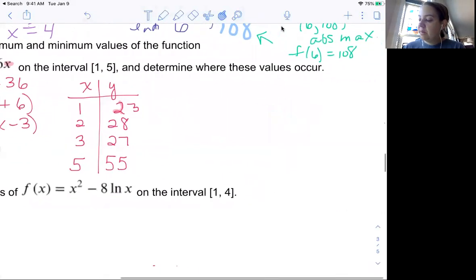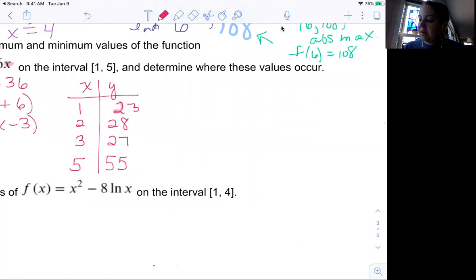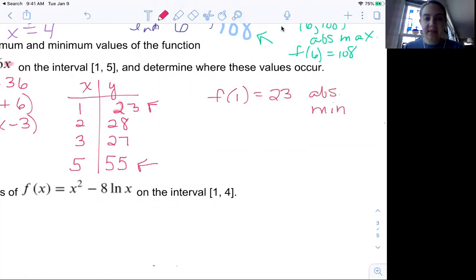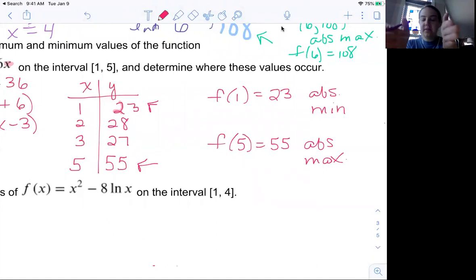But when we look at these, my lowest y value is 23, and my greatest y value is 55. So (1, 23) is the absolute minimum. Again, 1 is the x value, 23 is the y value. 55 is your absolute maximum. And when you graph these, you would see the highest point is at (5, 55) and the lowest is at (1, 23) when you're cutting it off from those endpoints.